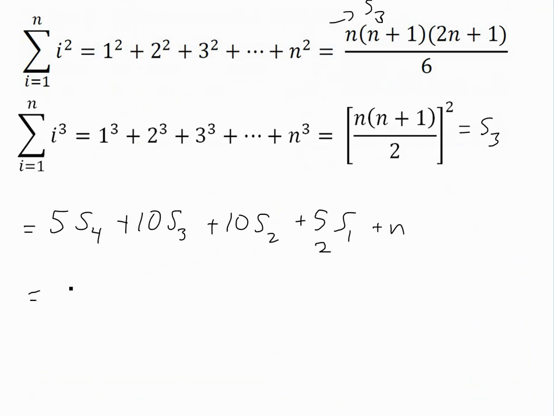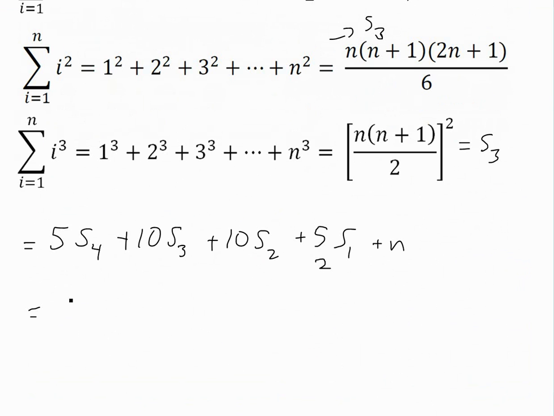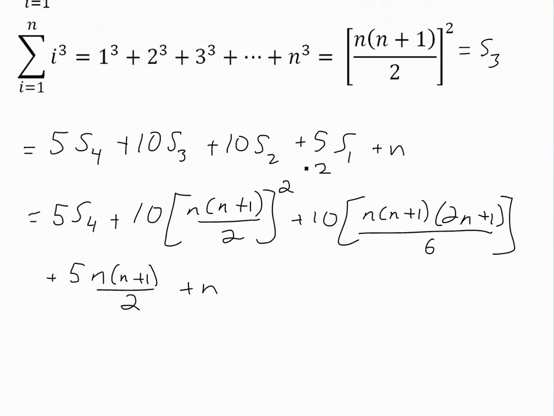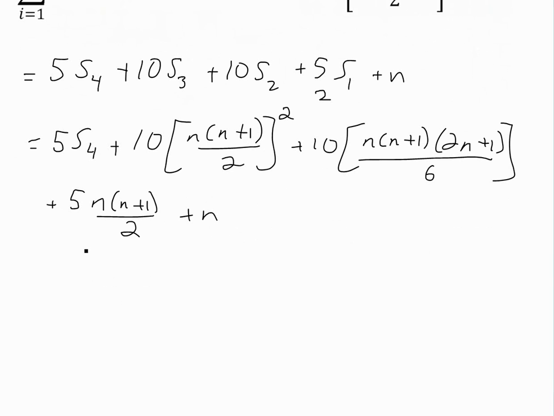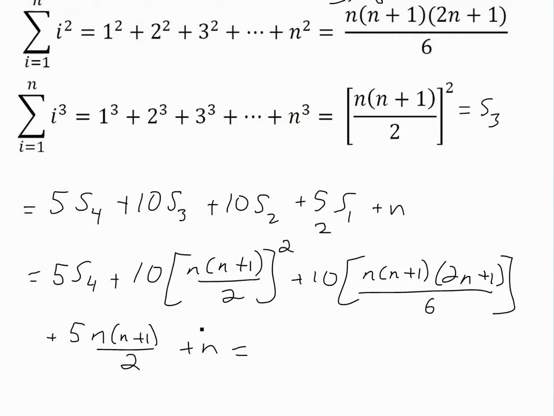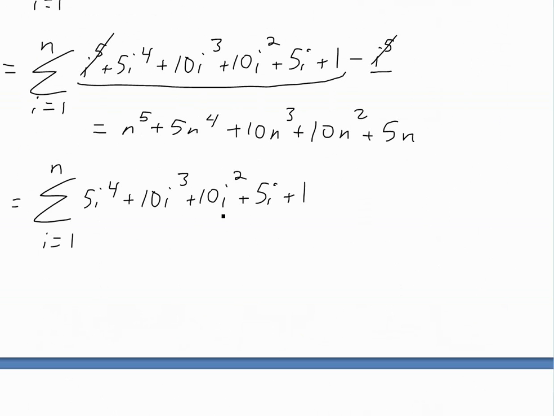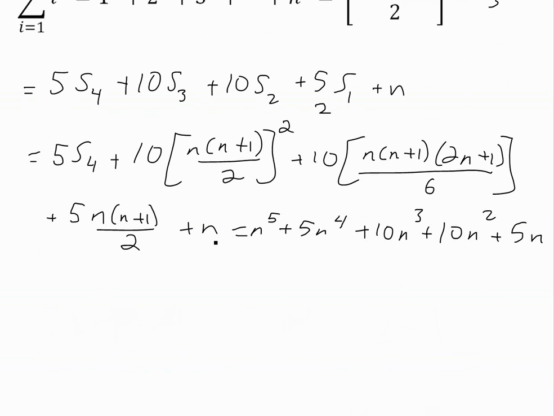And now if I write these formulas inside, I would get 5 times S4. So if I put those formulas inside, we get 5S4 plus 10 times this stuff plus this, and all the way to n right here. Then this equals the right side, and here I've written the right side. Now what we have to do is simplify using a lot of algebra. So it's just going to be tedious work.